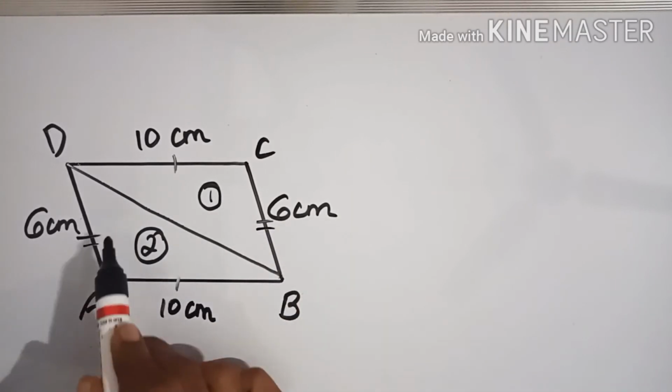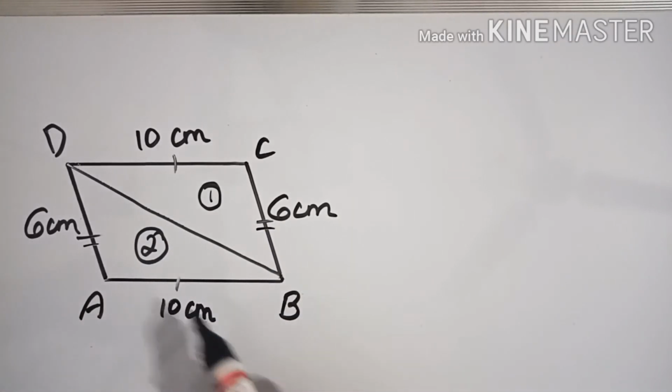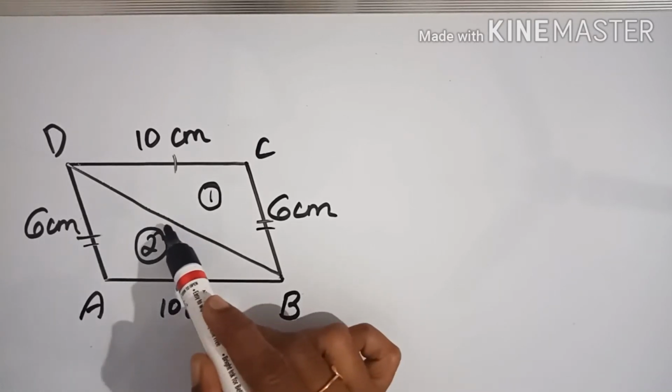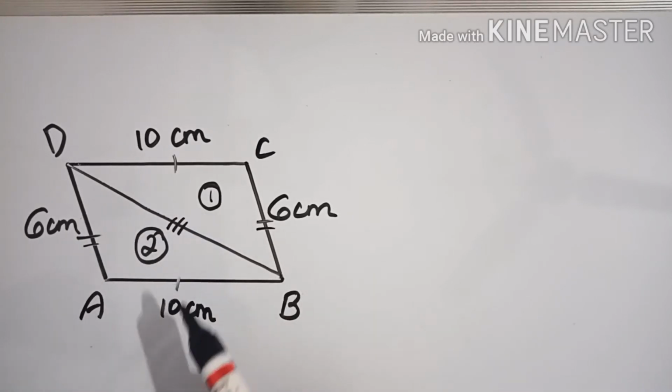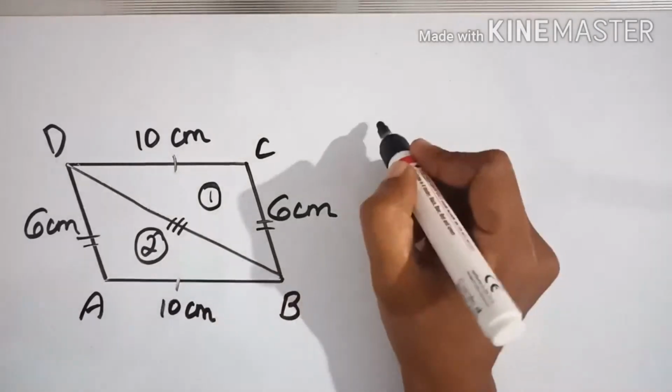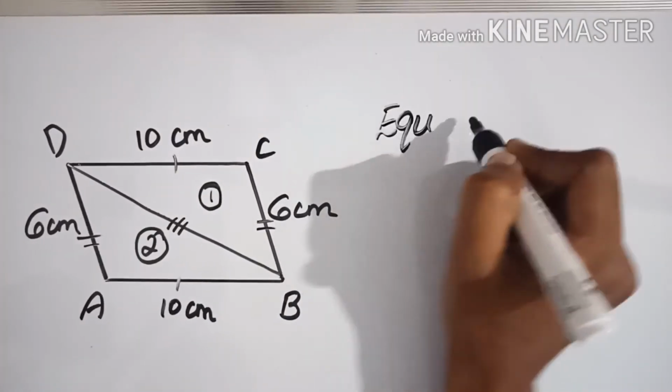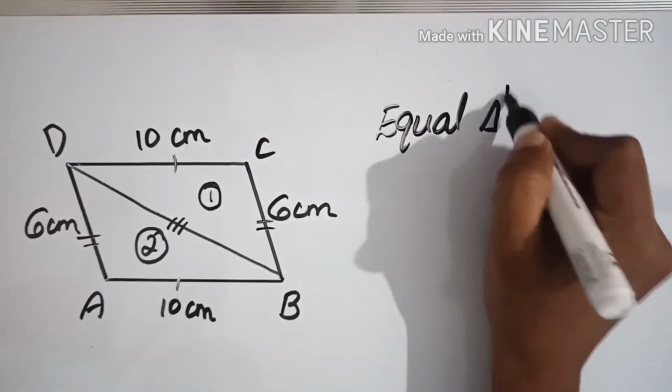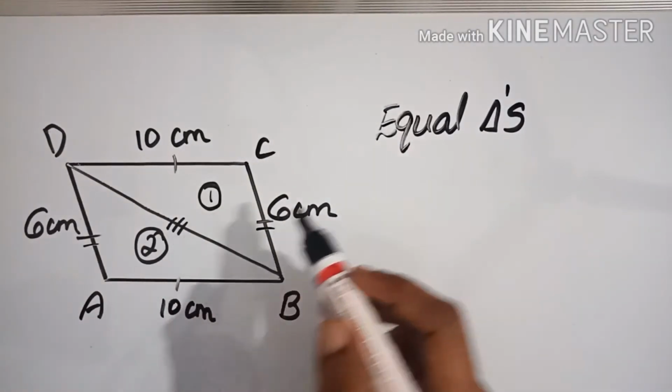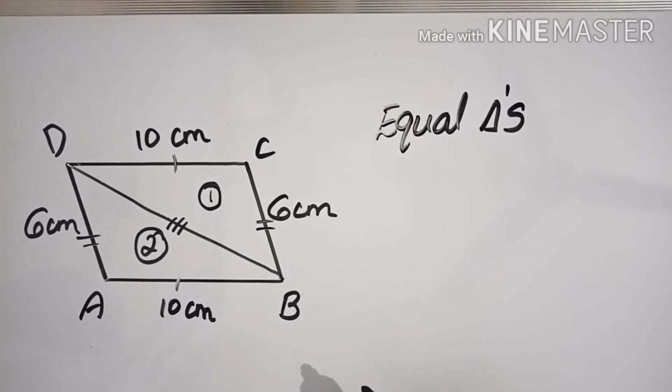Then one common side, our first concept. Okay, one common side. That means three sides equal. So these two triangles are what? These two triangles are equal triangles. Okay, we learn about equal triangles. So according to this, these two triangles are equal triangles.